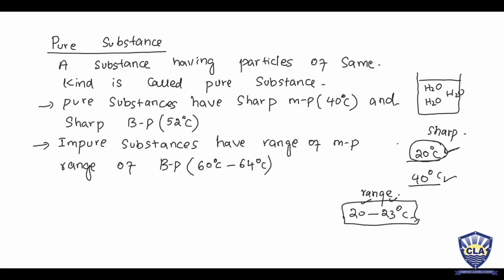And the range up here, let's suppose 40 degrees Celsius to 43 degrees Celsius, like that. Anything which is impure has its melting or boiling point in a range. So let's suppose it's going to boil at 60, and the temperature will go on increasing up till 64 when it is boiling. But in case of a pure substance, when the substance starts boiling at 52, it would remain 52, it won't increase.